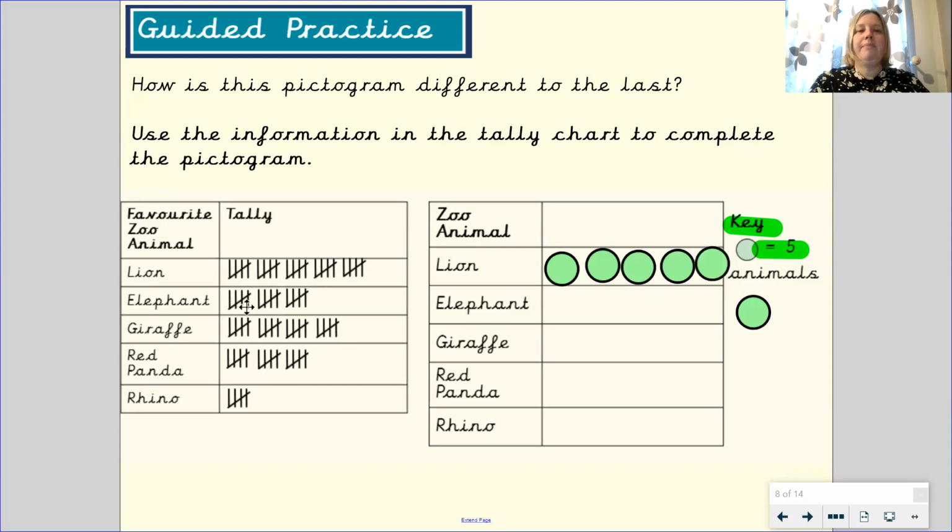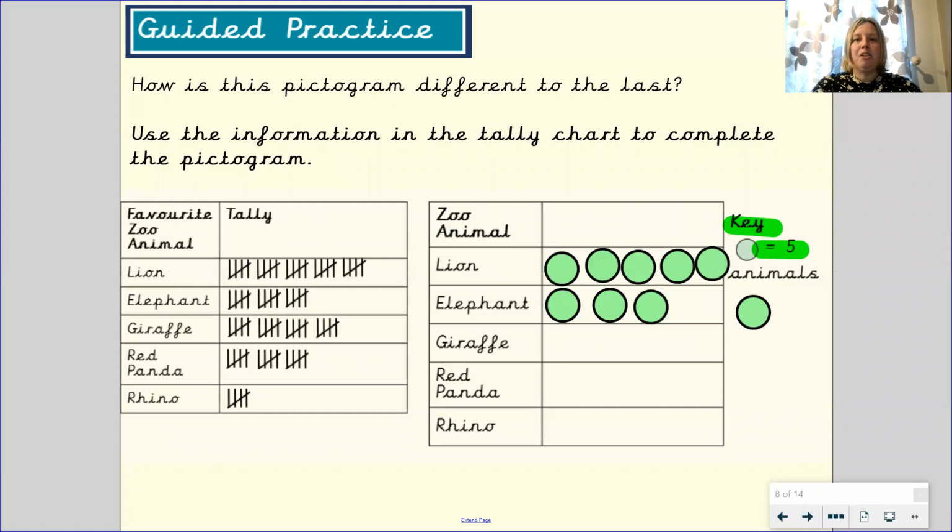Let's have a look at the elephant. Count with me to see how many I need to show on my pictogram. 5, 10, 15. Let's count in 5s to represent that. 5, 10, 15. Pause your video now and complete the rest of the pictograms. Remember, a circle equals 5 animals.